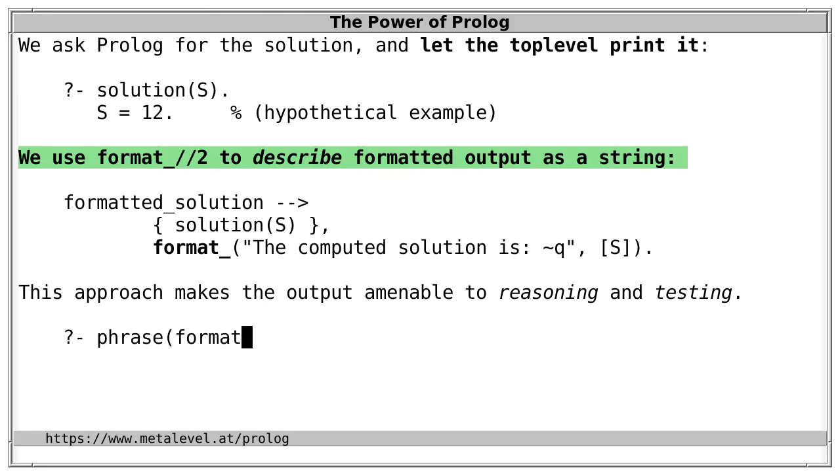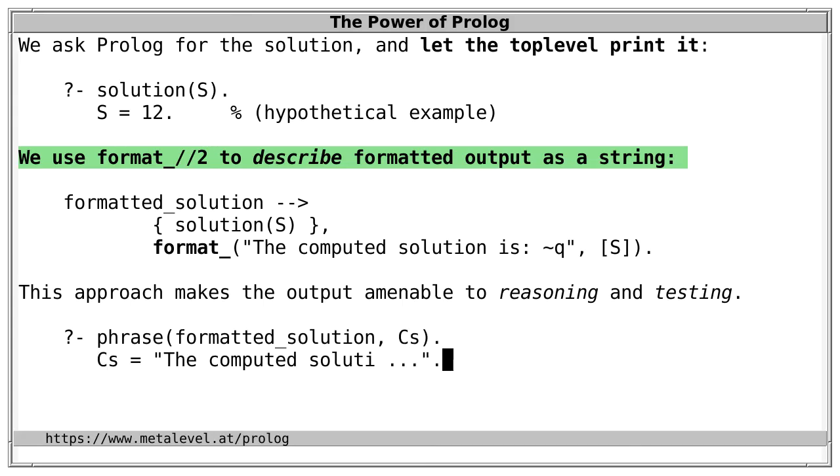So, for example, we can ask, what is the list of characters Cs that is being described? And the top level automatically shows the answer. However, we see here that the string is truncated. And we'd like to tell the top level to print it fully. However, in this case, the query has succeeded deterministically, so we had no chance to interact with the top level. So we'd like to manually introduce a choice point to get this interaction.